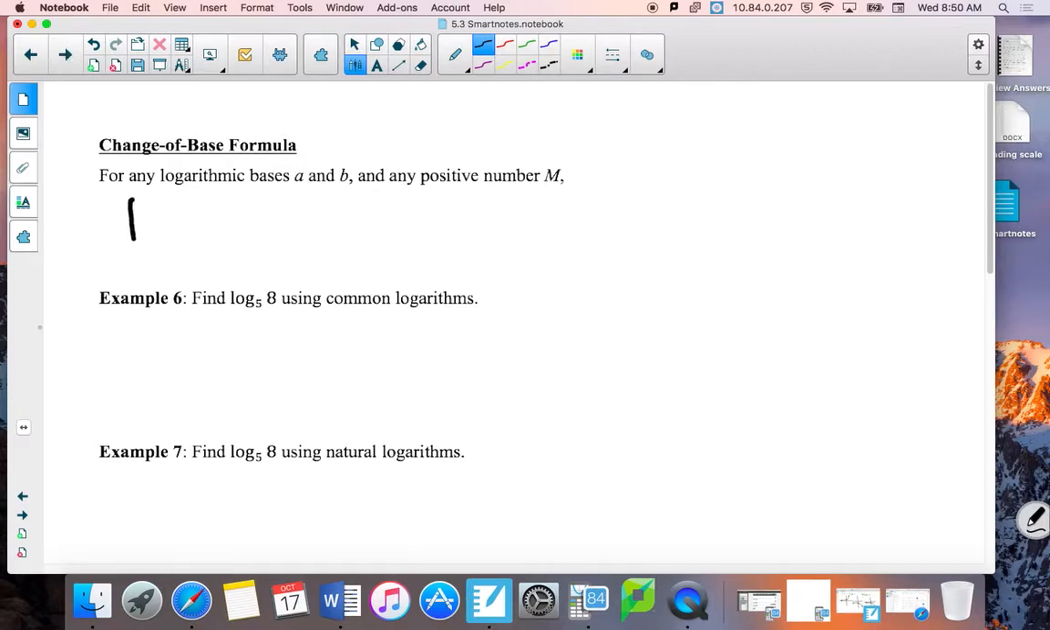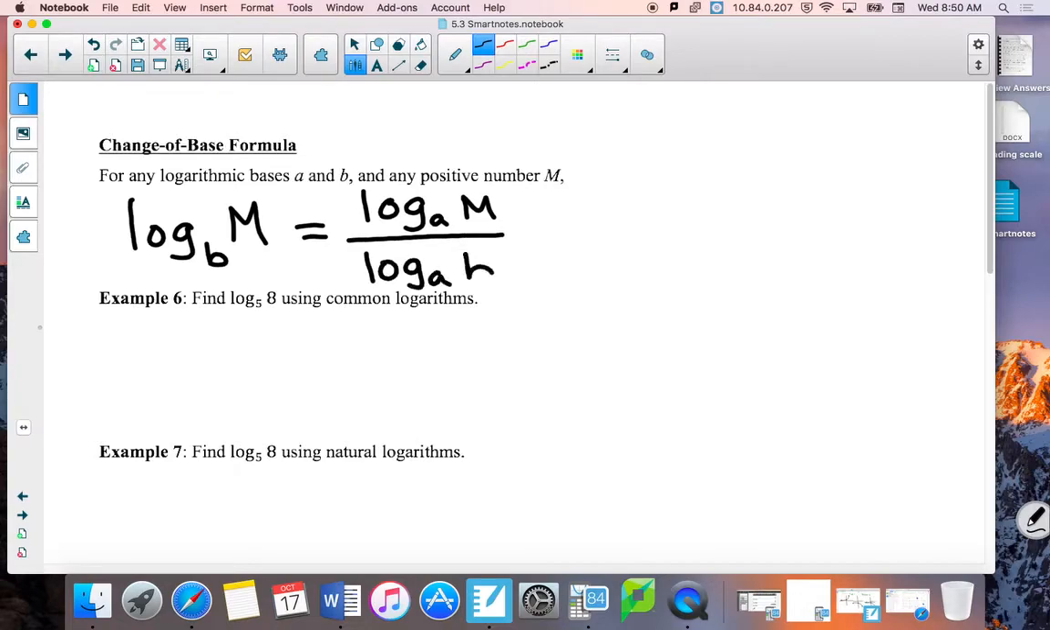So let's say I give you log base b of m, and base b is base 2 or 4 or 7, but it is not 10, it is not e. So it's not something you can just press log or natural log in your calculator. Then you have to follow this formula. You're going to take log base a of m divided by log base a of b. And that base a can be 10 or it can be e.